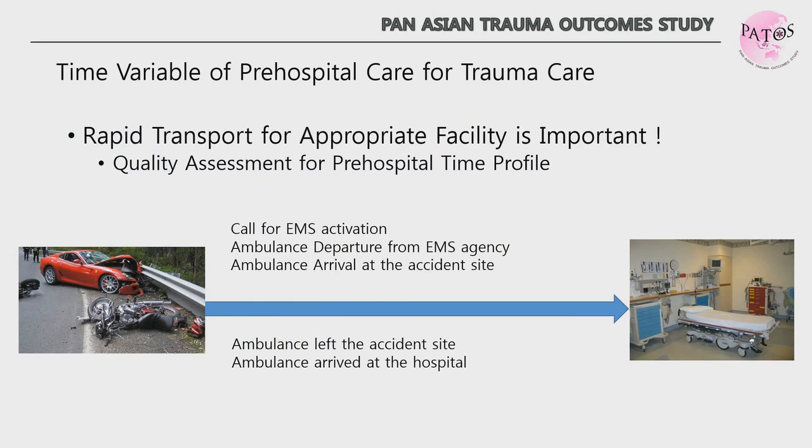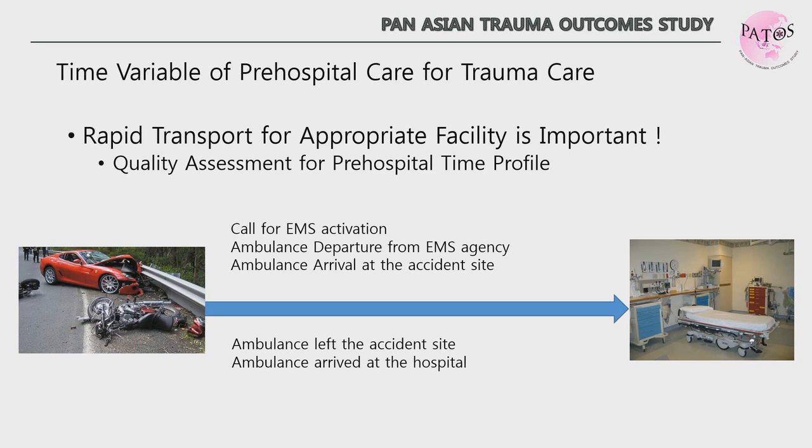As we saw previously, we'll collect information on multiple time variables. These time variables are very important because rapid transport of severe trauma patients to an appropriate facility is crucial for improving the patient's clinical outcomes. It is important to limit the time interval from incident to treatment to less than an hour. We commonly call this the golden hour.